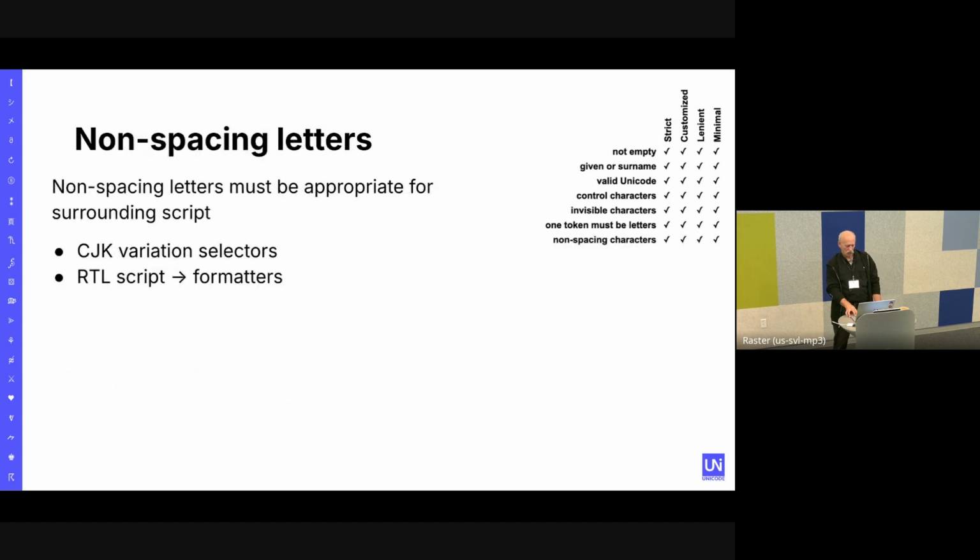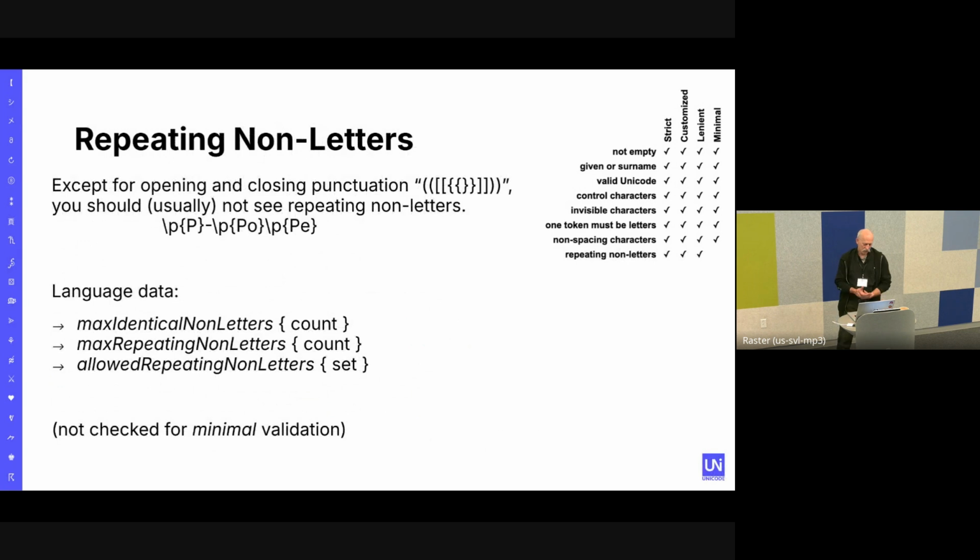Pretty straightforward. Non-spacing letters: these are letters that have to be appropriate for the surrounding script. These usually deal with formatting elements that help, for instance, Arabic. When you get to the end of an Arabic sequence, there's punctuation that would end up inheriting from the Arabic, and you want to switch to left to right instead of right to left. It makes sense to be able to put in a formatting character there, as opposed to putting right-to-left sequences in the middle of Latin, between Latin and Latin. That does not make sense.